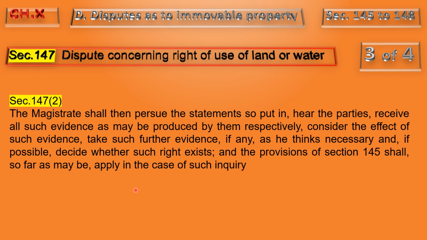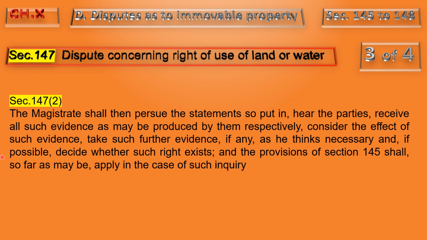Now let's take subsection 2 of section 147. It says the magistrate shall then peruse the statement so put in. Here the parties receive all such evidences as may be produced by them respectively, consider the effect of such evidence, take such further evidence, if any, as he thinks necessary, and, if possible, decide whether such rights exist, and the provision of section 145 shall, so far as may be, apply in the case of such inquiry. So subsection 2 is basically explaining the court procedure that the magistrate will pursue the statements. Here the parties receive evidence, and if required, the magistrate may take further evidence and finally decide whether such right exists or not.